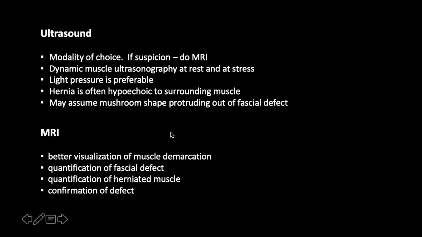And so the modality of choice after seeing these images is ultrasound because of its dynamic character. So what we do here is known as dynamic muscle ultrasonography at rest and at stress. Very light pressure is preferable. Hernia is often hypoechoic. You can see the bulge on dynamic evaluation through the fascial defect.